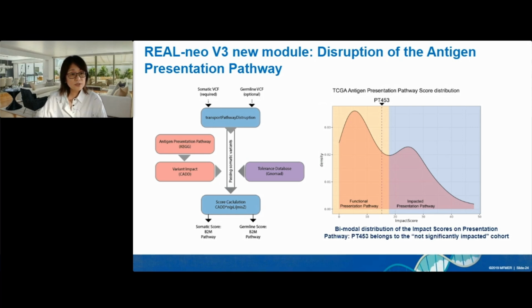It's a bimodal distribution, indicating that the patients can be grouped into two categories: those with higher impact scores with disruptions in the antigen presentation pathway, and those with lower impact scores with less disruption. And one of our patients, PT453, who achieved partial response to the neoantigen vaccine therapy, belongs to the not significantly impacted category. This is mutations alone in the antigen presentation pathway. We're actually in the process of combining mutations and expression levels to compute a composite score.